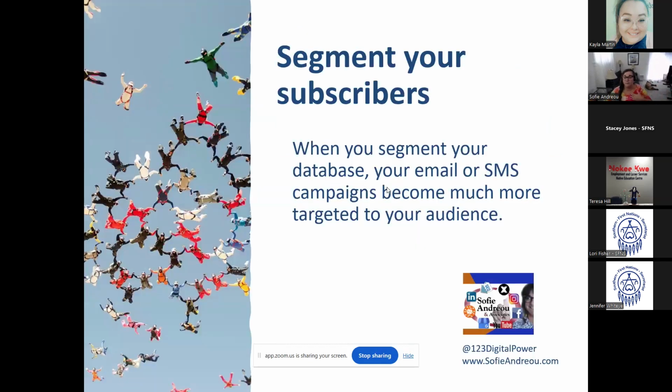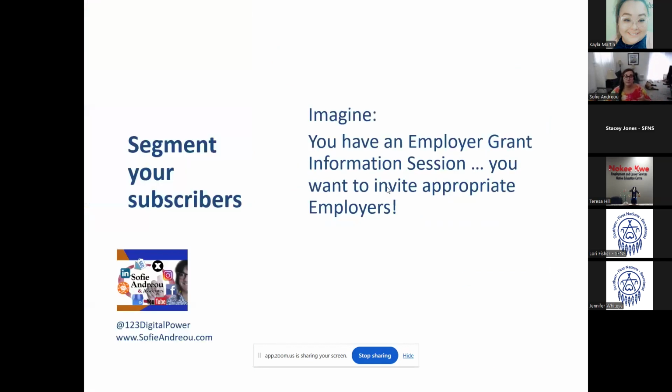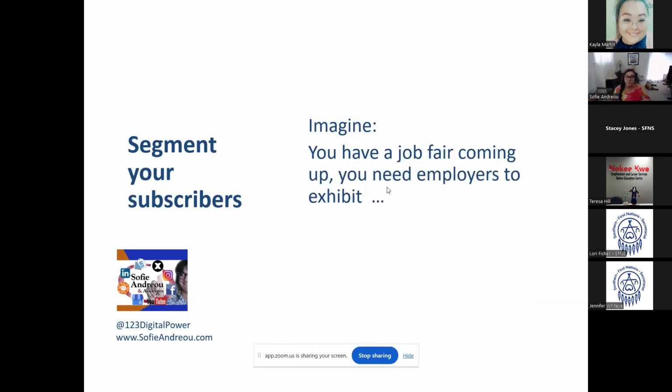So what I'm talking about is when you segment your database, you need to ask them the right information when you receive it. So imagine you have an employer grant information session coming up. You want to invite employers. So if you're going to tell people about an employer grant and they're not an employer and they're getting your email, they go, why am I getting this? So that's why, again, if that's something you do, you want to know that they're an employer.